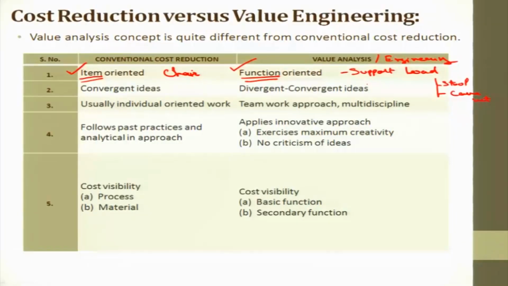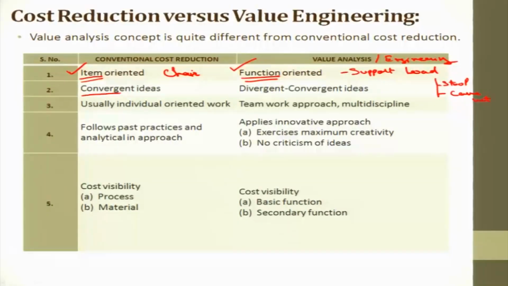The secondary function might be to provide good look, provide comfort. We have cushions on the chair, then provide support to the arms, then provide wheels so that the rotation could happen. These might be the secondary functions. Then the ideas in conventional cost reduction are just convergent ideas. Like I said, in a chair they say change the material of the cushions, change the material of the arms, change the way the legs are designed. Just convergent ideas. In value engineering, first ideas are divergent, then convergent.